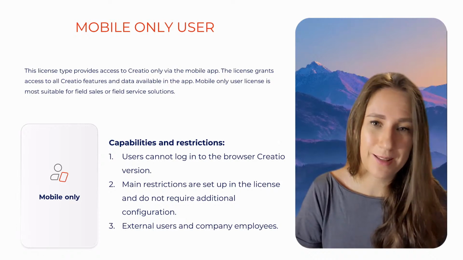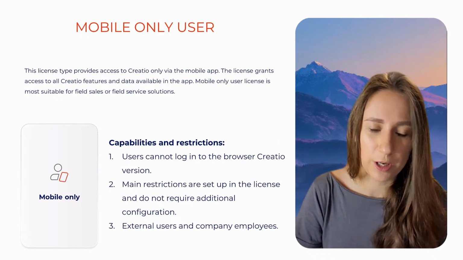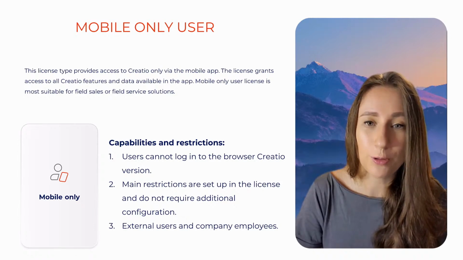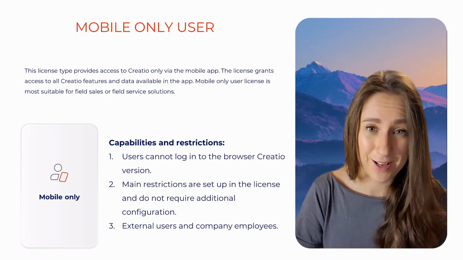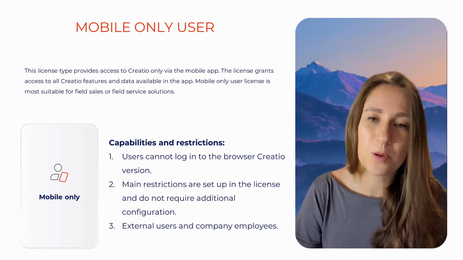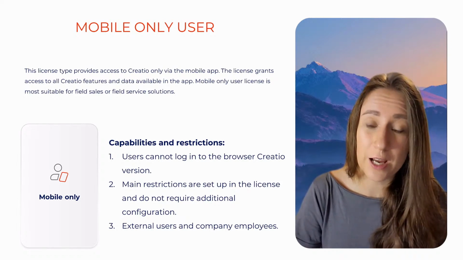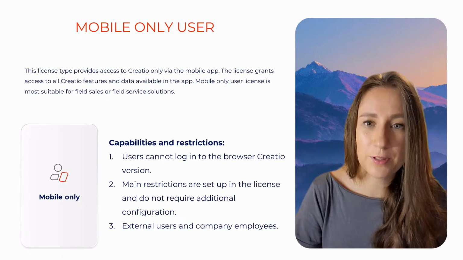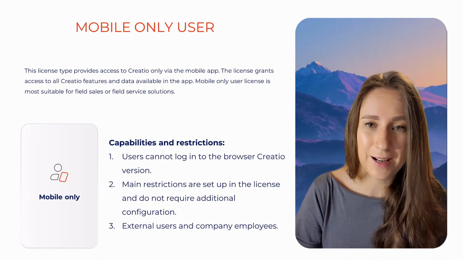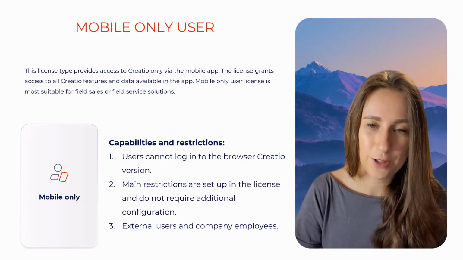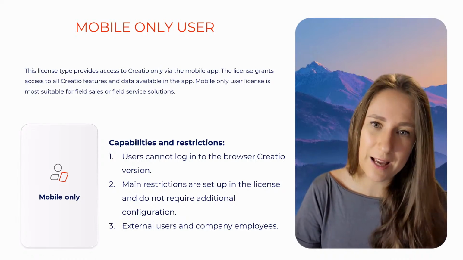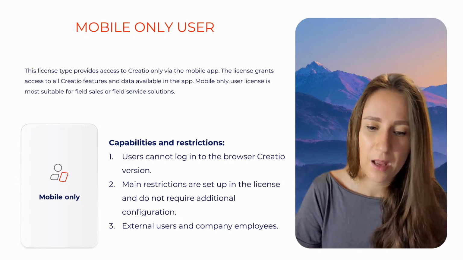And last but not least is the mobile user. The mobile user is a user that will only have access to the mobile application. So this user will not be able to log in into Creatio from the browser. And this is where a lot of people get this confused. Browser on the phone also counts. So if you're trying to log in from the phone into the browser version of Creatio with this license type, you will not be able to do this.